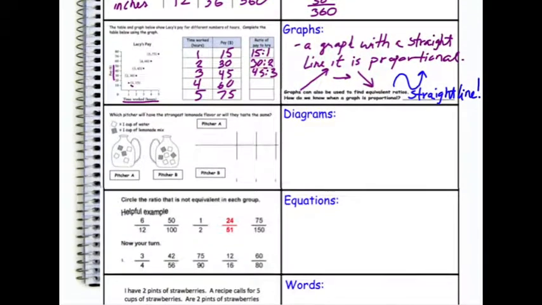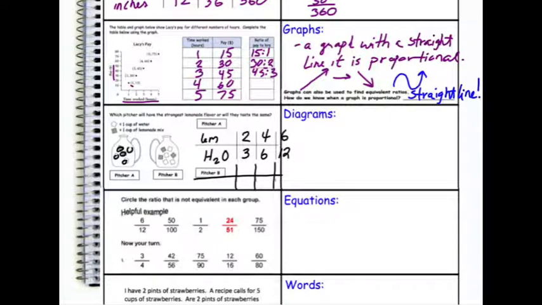Our next example has to do with diagrams, and it says which pitcher will have the strongest lemonade flavor, or will they taste the same? So I should have here 2 tables, one for pitcher A and one for pitcher B. Pitcher A shows 2 cups of lemonade mix compared to 3 cups of water. So as I continue, if I had 4 cups of lemonade, I would have 6 cups of water. If I had 6 cups of lemonade, I would have 12 cups of water, right?